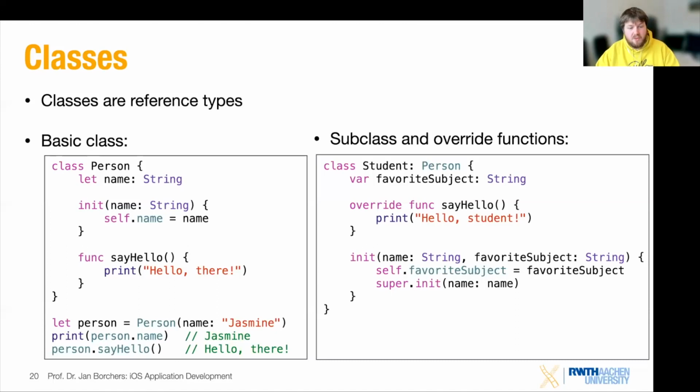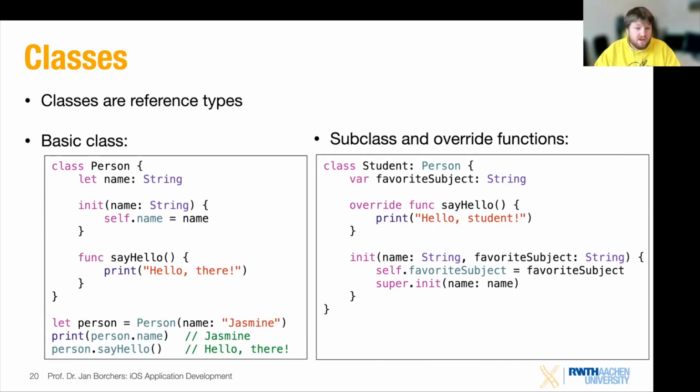And within that initializer, we assign this new favorite subject to our favoriteSubject member variable of the student. But we don't necessarily need to assign the name ourselves, or if you have multiple member variables already in the base class, that would be a hassle, having to set everything yourself. So you simply call the init method of your superclass by calling super.init and passing over the name there. That will set up the name property in your student as well.